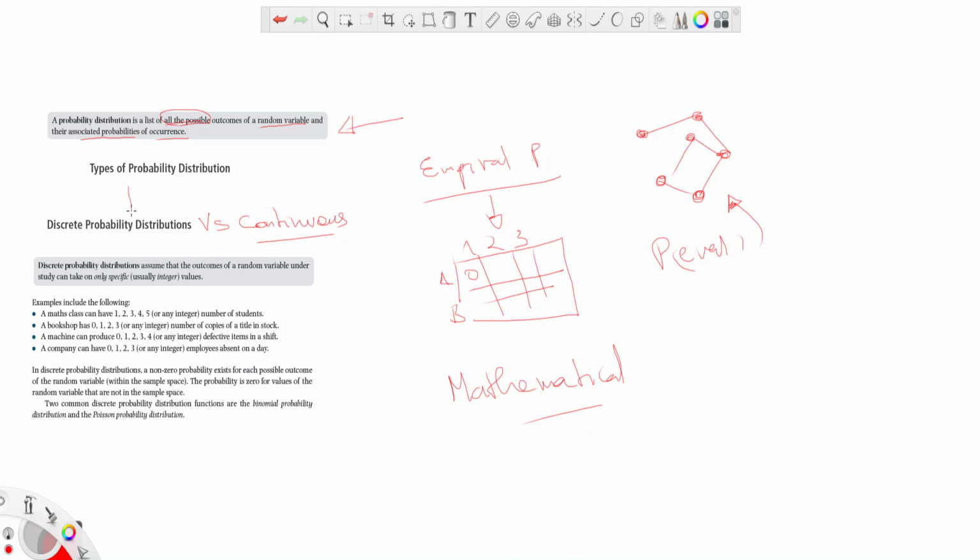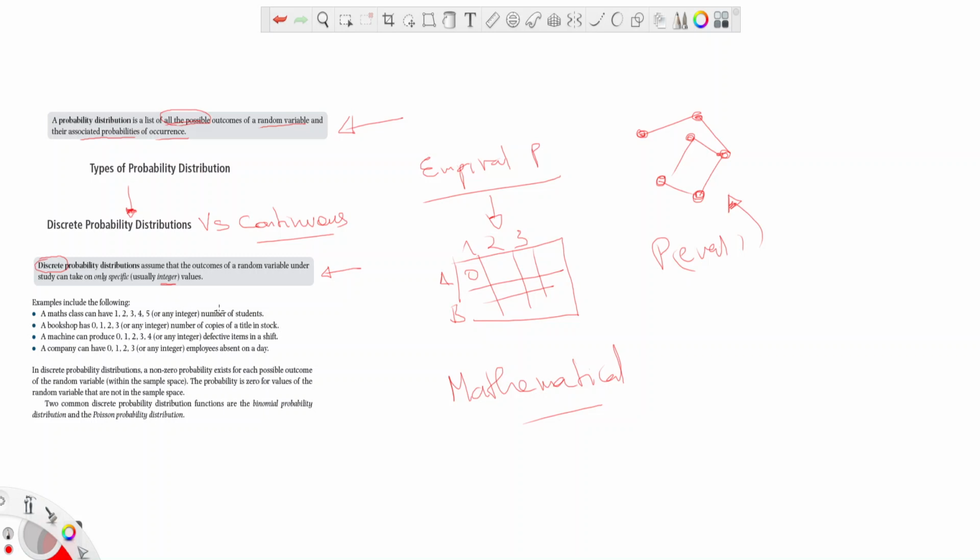So the first set of attention is going to be what is discrete probability distribution and how does that work? Again, when you read from the textbook the definition of a discrete probability distribution, we are assuming that the outcome of a random variable in a study can only take specific values, and those values are integers. That's the reason why this is known as a discrete probability.